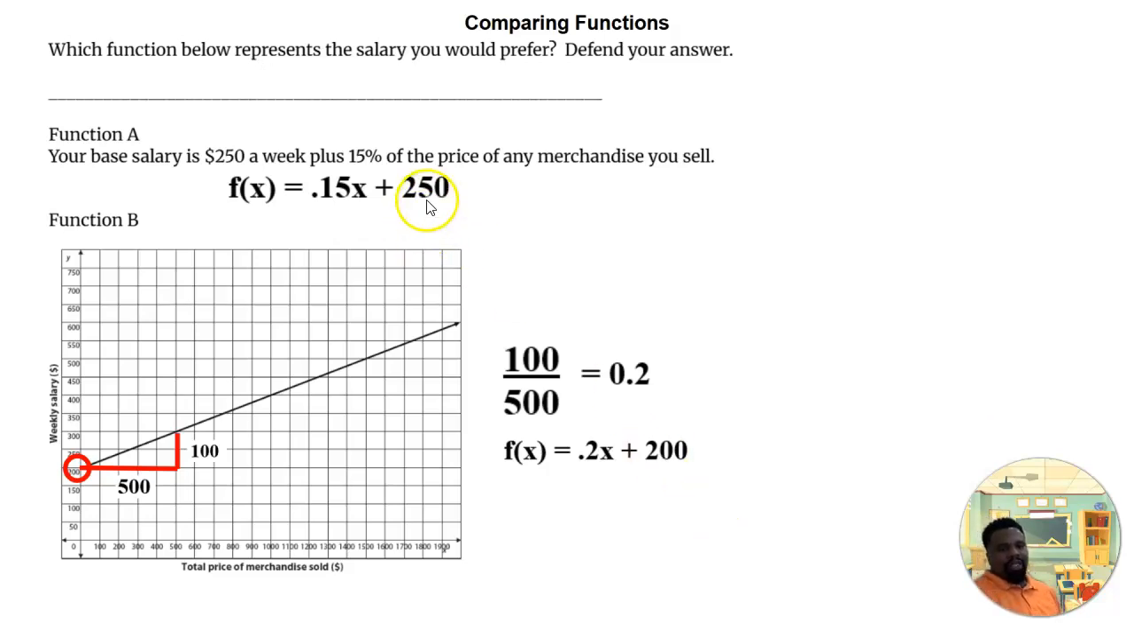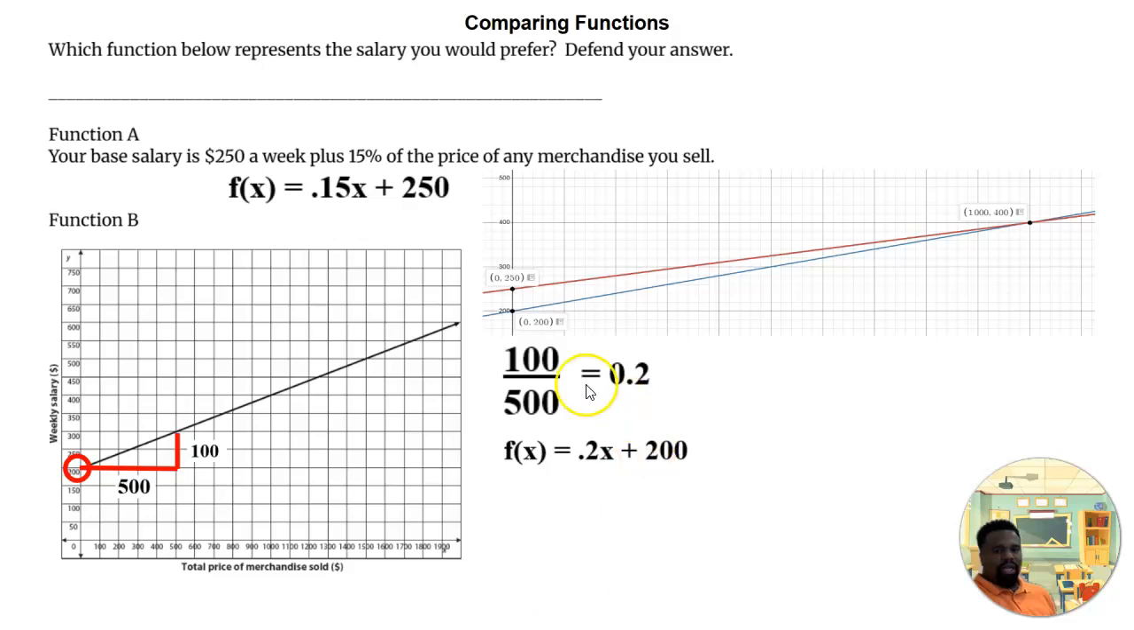Notice, function A has a greater y-intercept, meaning the greater initial value. But function B has the greater percentage. So if I put both of these equations in my Desmos, this is what it looks like. Initially, with function A, you'll get more money.